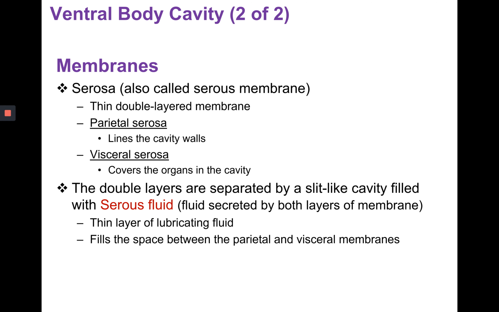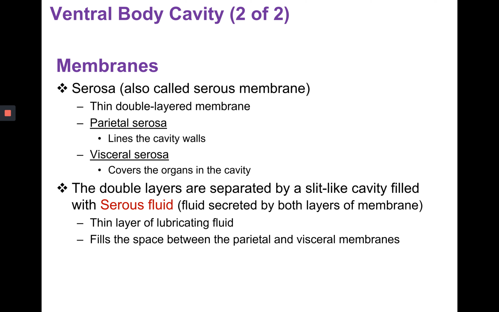Next, we're going to look at membranes, and the main membrane we're going to look at is the serosa. A serosa is a double-layered membrane, also called a serous membrane, and the two layers have names. There's one layer, which is the parietal layer, or serosa, and the visceral layer, or visceral serosa. The visceral serosa covers the organs in the cavity, so the visceral layer is going to be closest to body organs. Body viscera is another way to say body organs. So it makes sense that we're calling this layer the visceral serosa or layer.